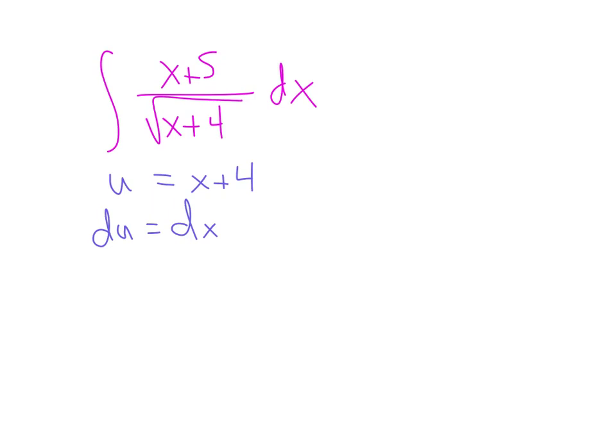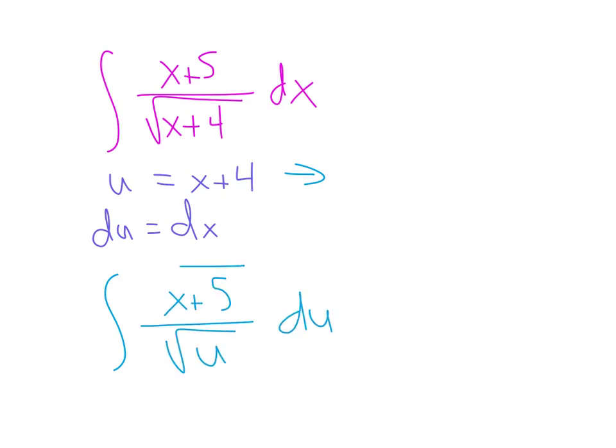Now, you notice how if I go back and substitute in, I'm going to have the square root of u, I'm going to have x plus 5, and I'm going to have a du. So now I have a wah-wah, because I have an x plus 5 there. I would like that to not be there. Well, if x plus 4 is u, then x plus 5 is u plus 1, because I can just add 1 to both sides. So instead of x plus 5 on the top here, I can think of that as u plus 1. Now you might be saying, okay, that didn't really help that much.